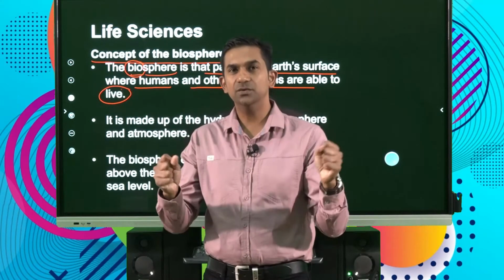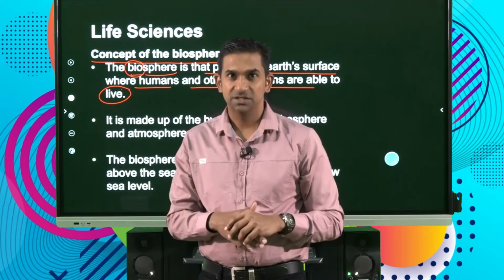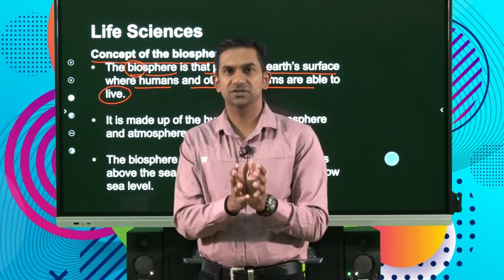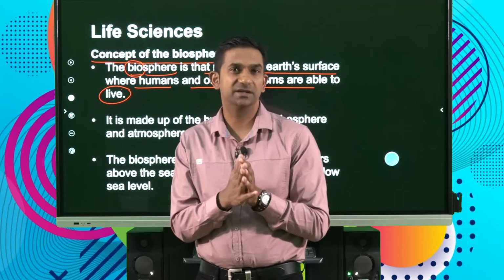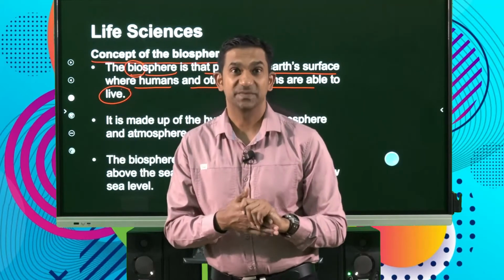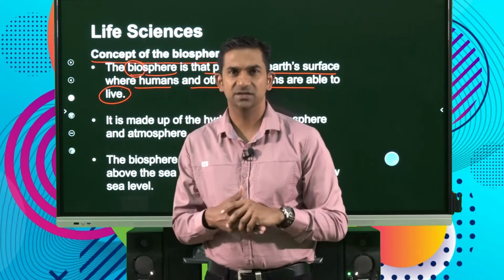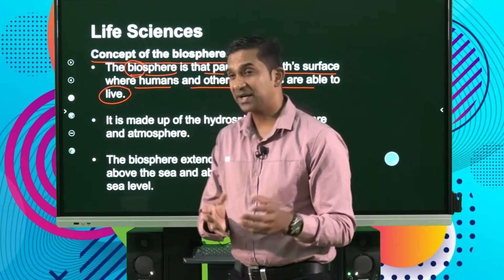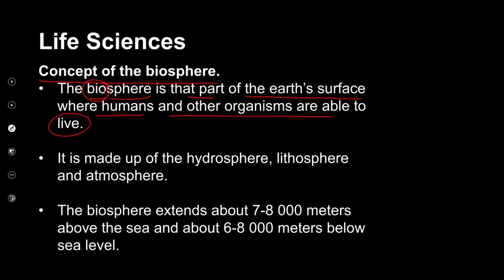So the bio would refer to the living organisms. So if we understand the context of interaction of organisms in the environment, we would need to unpack where do these living organisms exist and how do they interact with the environment. So let's unpack that by looking at what it is made up of. So the biosphere is made up of the hydrosphere, the lithosphere, and the atmosphere. So these three components form the important parts of the biosphere.